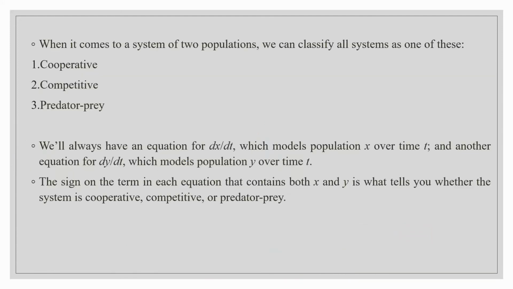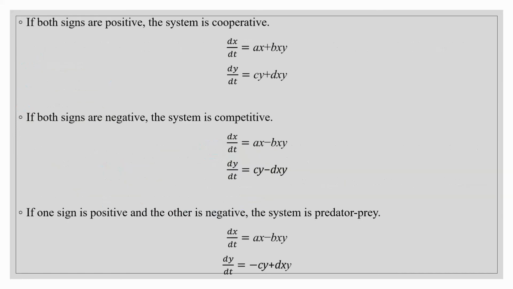Now if we talk about the two population model, we can classify it as competitive, cooperative, and prey predator. We can always use dx/dt for the prey population and dy/dt for the predator population, and then with the sign we can tell whether it is cooperative, competitive, or prey predator. So let me show you all these models.